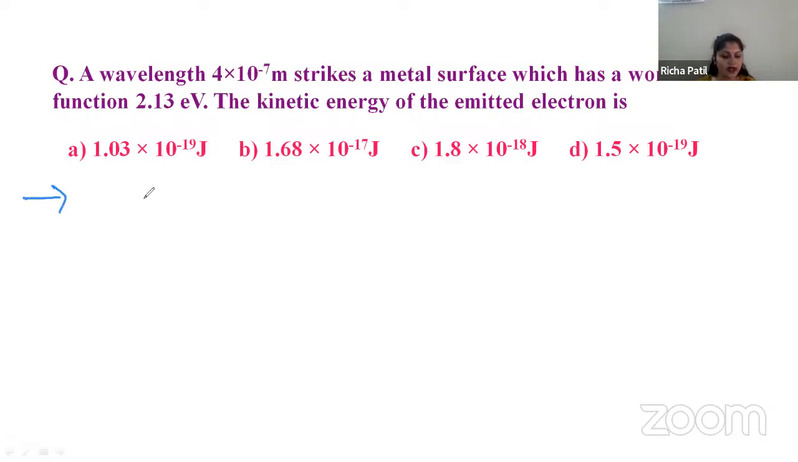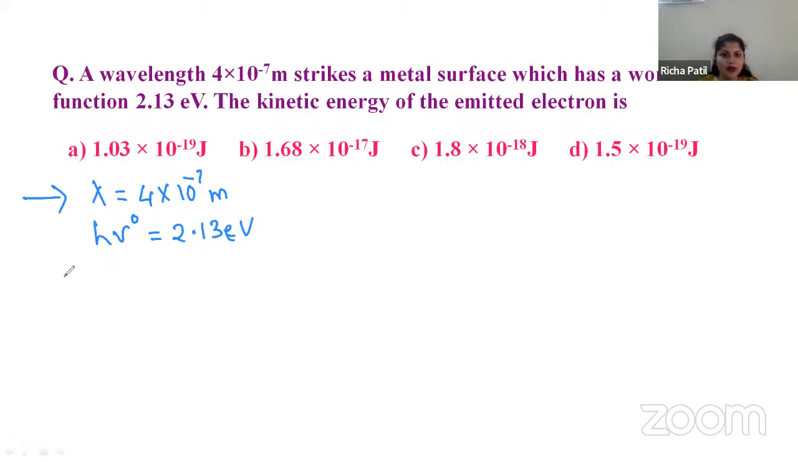So from the photoelectric effect we have, so what all we have? Lambda is given, lambda is equal to 4 into 10 raised to minus 7 meter. Then what else is given? Work function is what? H mu naught, right? Work function is h mu naught, that is given as 2.13 electron volt. So this electron volt should be converted, which means you have to multiply this by the electron charge.